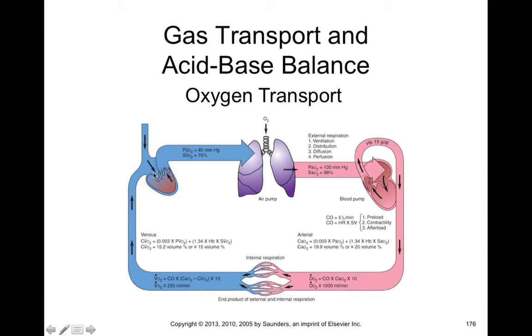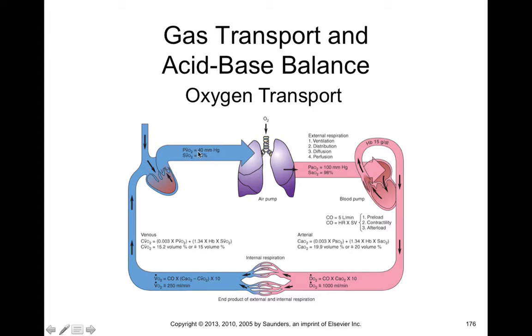So if you look here in this diagram, we'll first start at this side. And what this is showing is the right side of the heart. So you're going to have the right atrium and right ventricle, and they're going to pump blood towards the lungs. Now, for the blood that's going towards the lungs, we call this deoxygenated blood.